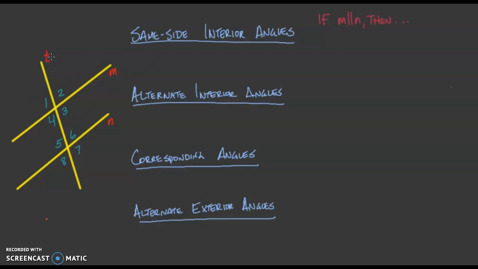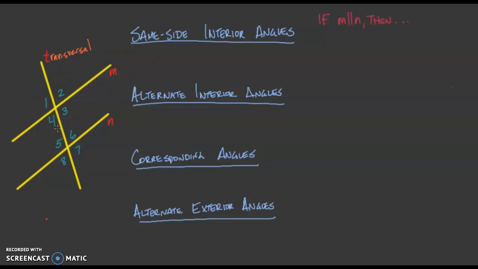So let me just write transversal there. It's a line that crosses two or more other lines. Now when this line crosses these two lines, you can see it creates 8 angles that I've numbered here: 1, 2, 3, 4, 5, 6, 7, and 8. 8 different angles created in this situation.